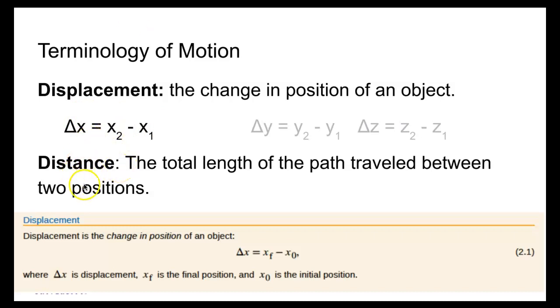We don't actually spend a lot of time talking about distance in this class, but we want to use it here to emphasize that it's a little bit different from displacement, even though they're both measured in meters.